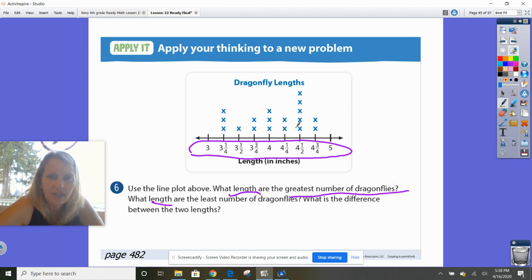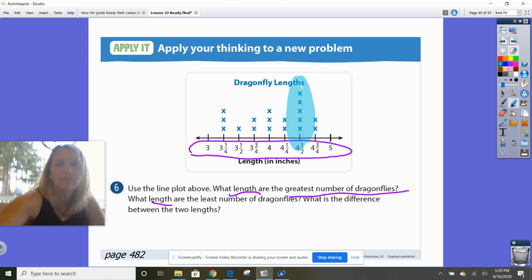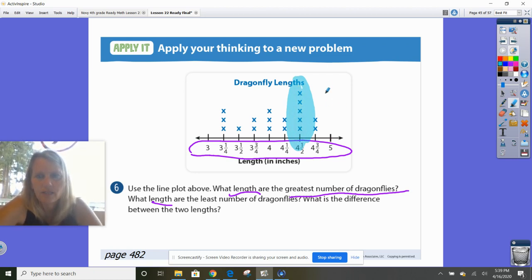Remember, each X here is a dragonfly. So when I find the greatest number, that's right here. I want to use my marker. Okay, so that's right there. That's the greatest. It's the tallest. It has the most dragonflies. What length is that? 4.5.